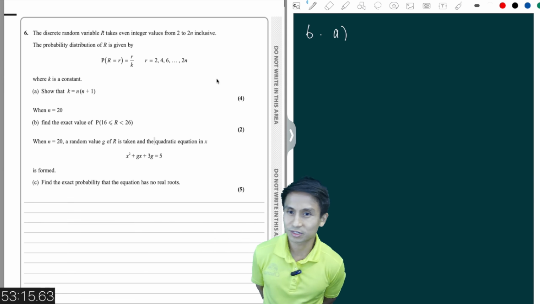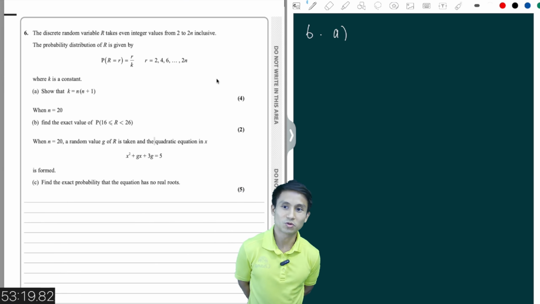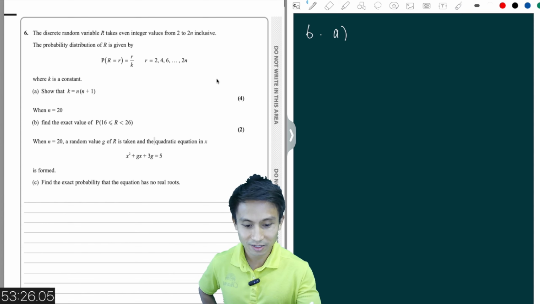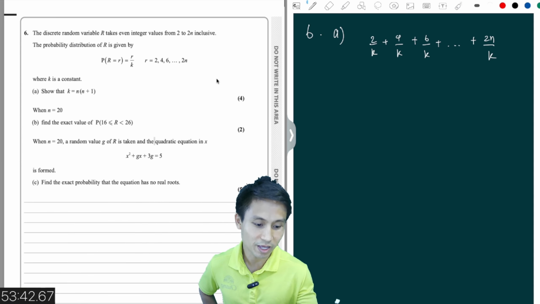Even integers. Okay, so we know that all the probabilities add up to 1. Aha, so this is series, I think, because you don't know what n is. So you're gonna have like 1 equals, hang on, let's not put 1 yet. You're gonna have like 2 over k plus 4 over k plus 6 over k plus, and then 2n over k.